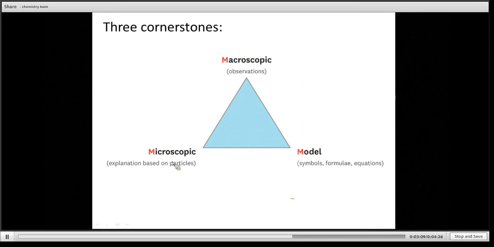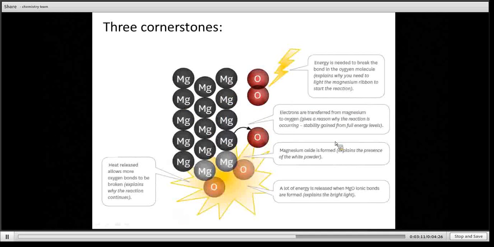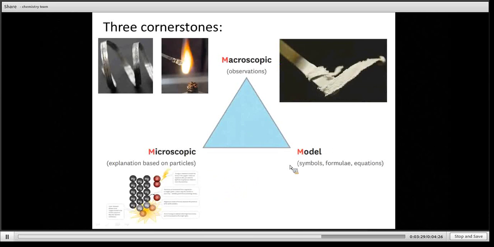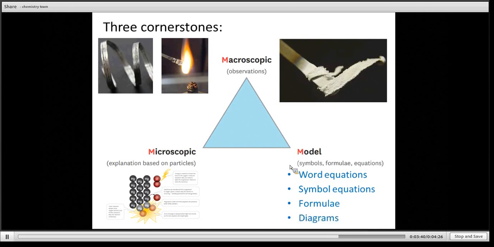Your microscopic is the explanation on the particle level. So what is happening to the magnesium atoms? Why do we need energy to start it? Why is energy given off? So these are the things you're going to think about in your explanation. Then finally the model. These are the way we can represent our observations and our explanations. So we can represent the reaction in word equations, symbol equations, formulae, and in diagrams.